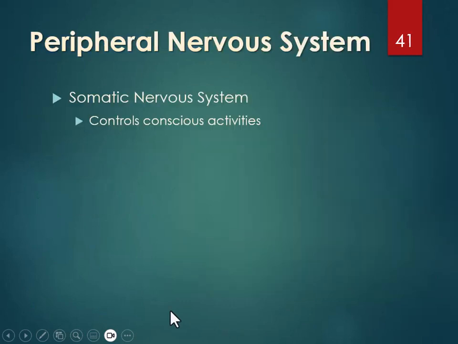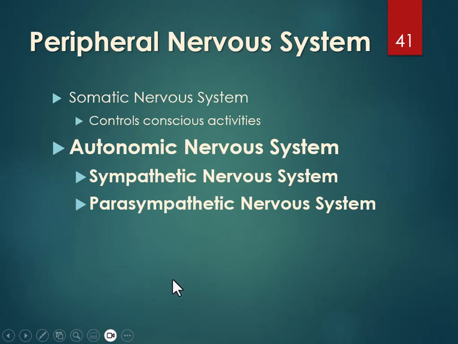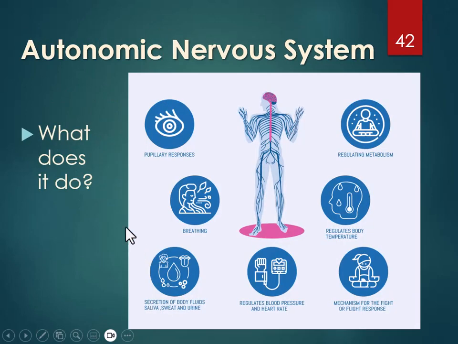Okay. The peripheral nervous system, again, is divided into the somatic and the autonomic. And again, we're going to talk mostly about the sympathetic and parasympathetic because we've already done muscle contraction. So what is the autonomic nervous system controlling? Things like your pupil dilation or constriction, your breathing rate, your body temperature, whether you're sweating, whether you're making urine, whether your blood pressure is high or low. It can up your metabolism or slow it.